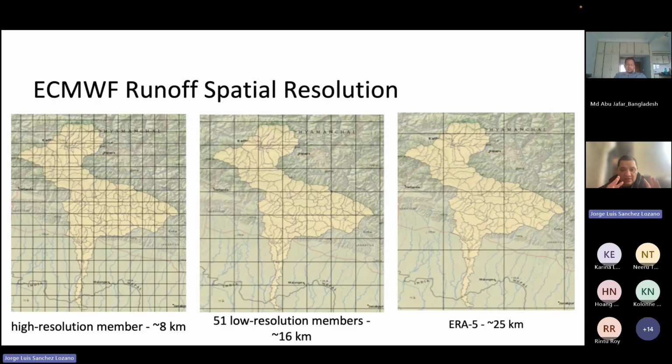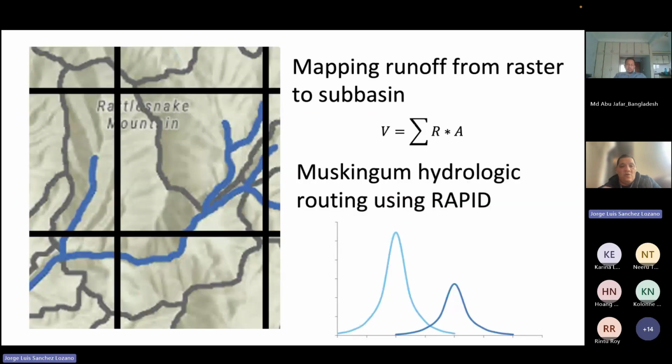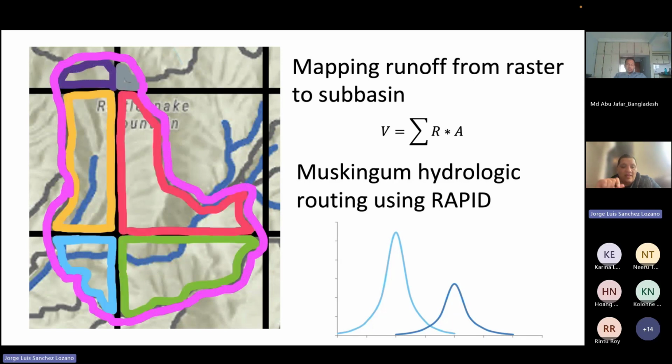This runoff needs to be distributed into the streams, and we have different spatial and temporal resolutions for each one of the products that we use: the high resolution forecast, the 51 member ensemble forecast, and the ERA5 reanalysis. So what we do is run a weighted area method to calculate the runoff inside every one of the watersheds, and then we route the water using the Muskingum method with the RAPID algorithm to calculate the discharge values in every single stream.